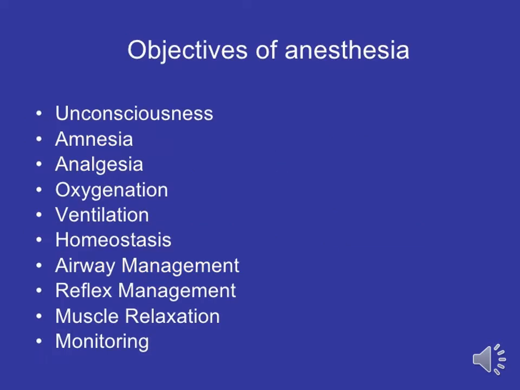The objectives of anesthesia: first, unconsciousness. The patient becomes unconscious, with amnesia, and does not remember anything during surgery. Analgesia, there is no pain during surgery. Oxygenation, that is enough breathing, with oxygen taken in. Ventilation, that is a good airway. Hemostasis, there is no bleeding during surgery. Airway management, reflex management, muscle relaxation, and monitoring of all vital signs.